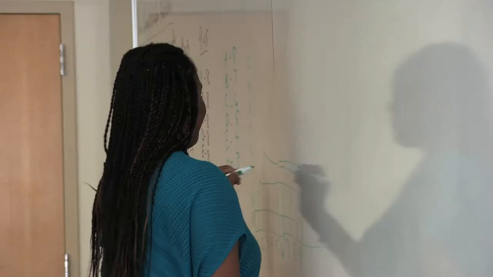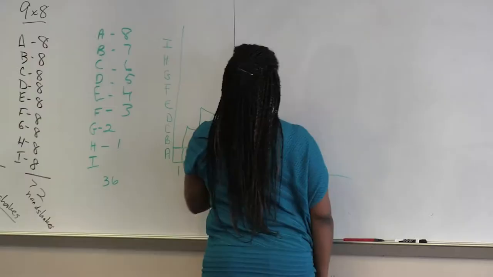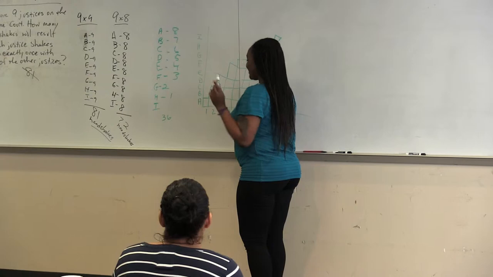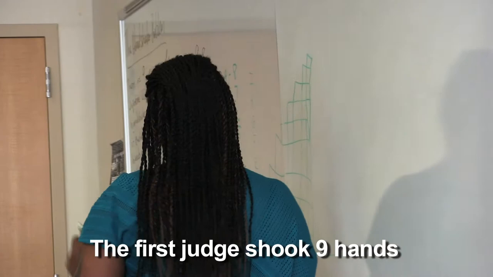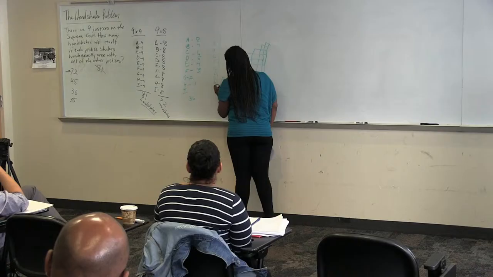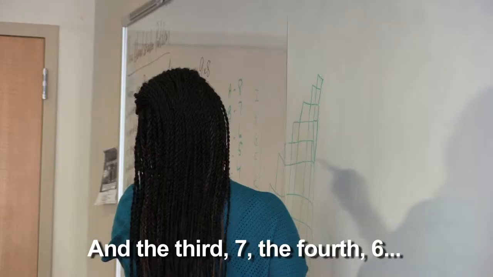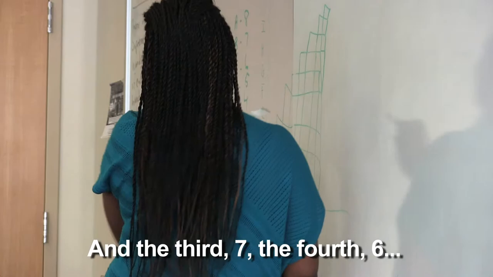With problem-solving strategies, I want to do two things. One, I want to help them develop some tools for perseverance. And something you need for perseverance is something to do to keep that struggle productive. You need strategies. The other thing that you need is independence and confidence, in terms of: am I there yet? Is this the answer? Or do I need to do more to convince myself? What I did was the first judge shakes 9 hands, which should have been 8. And then the second one shook 8, third 7, fourth 6, like that. Then I just added it up.